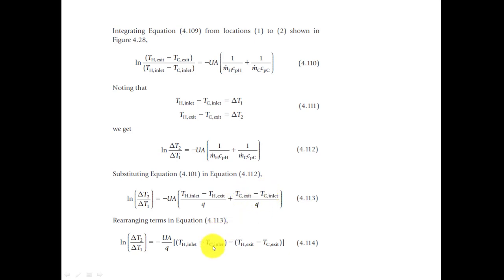So we will do a little reshuffling. Tc inlet we have shifted here, minus Th exit minus Tc exit. So we have changed this format, Th inlet minus Th exit into Th inlet minus Tc inlet, and this is something equal to del T1 and del T2. So in place of Th inlet and Tc inlet we can write del T1, and for this value we can write del T2.